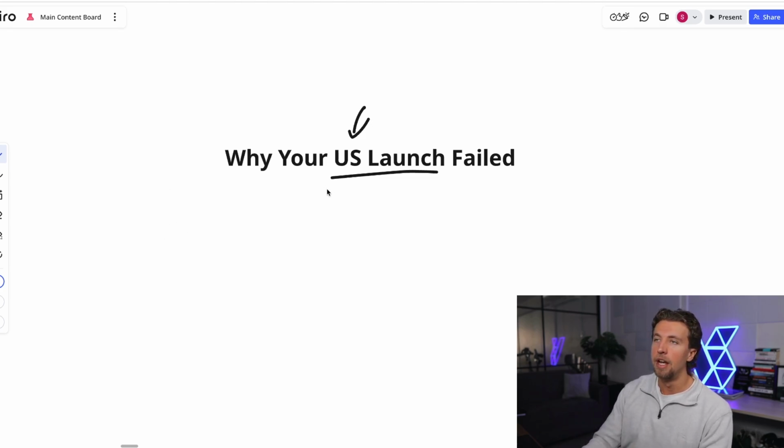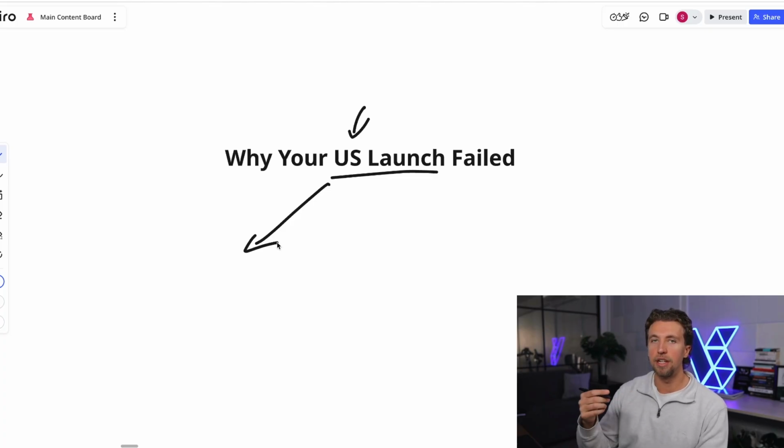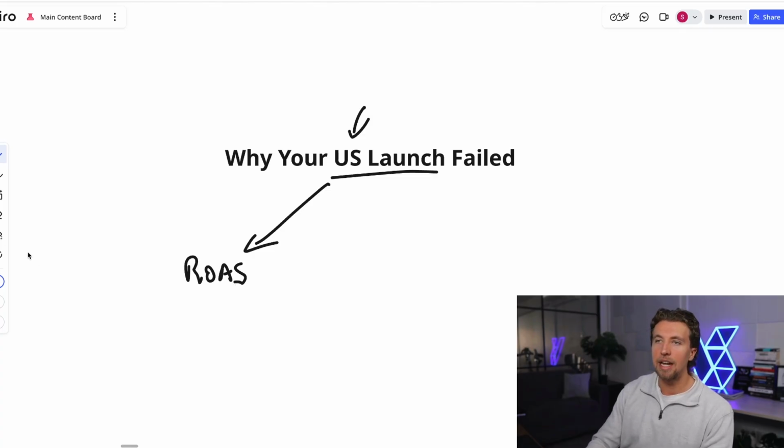The number one reason why people fail on a US launch is because their expectations of the performance of their existing ads is wrong. And let me tell you exactly why this ends up being the case. If you look at an ad, and typically if you're at this volume and where you're looking at launching into the US, I would hope that you're doing at least $5 million online plus.